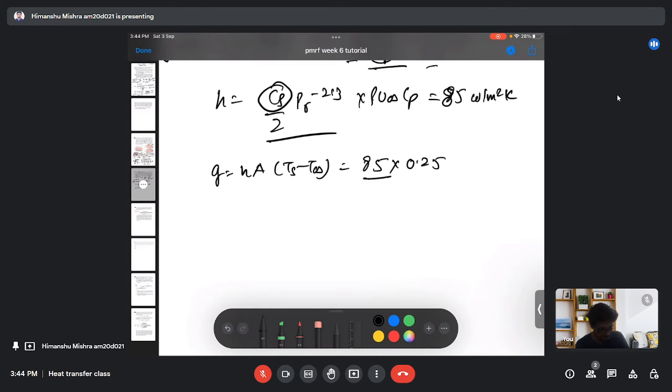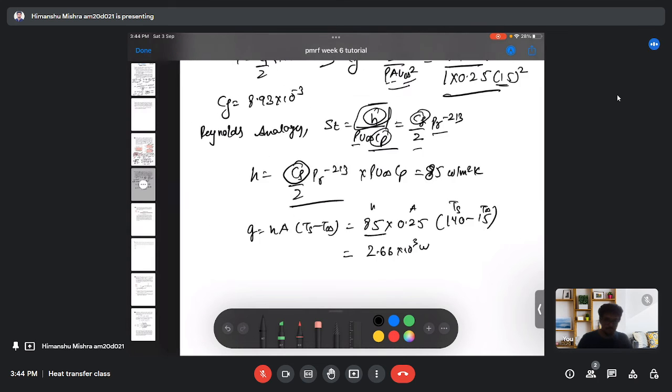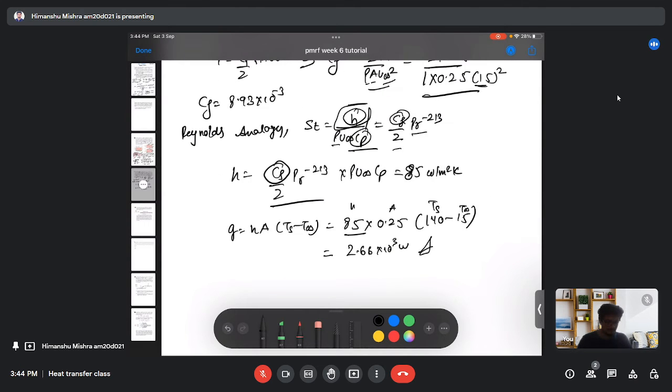This is my heat transfer coefficient h. This is my surface temperature. This is the air temperature. And this will be my total heat transfer rate. So yeah, this is the answer.